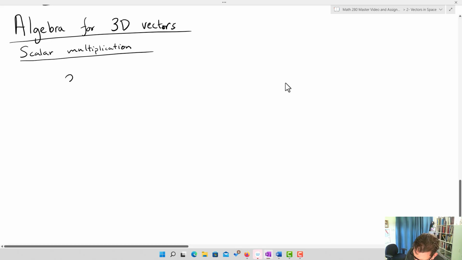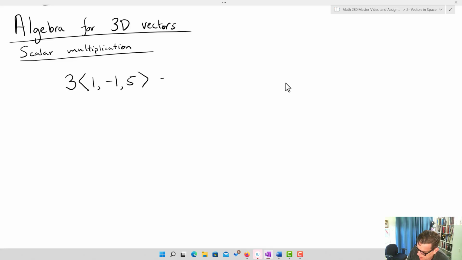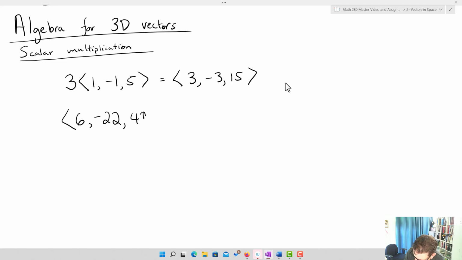So let's say, for example, I've got 3, and I multiply it by 1, negative 1, 5. What I'm going to do in order to scalar multiply is multiply each component by 3. So this is going to be 3, negative 3, 15. There it is, there's scalar multiplication. Yay! We can actually reverse it. Say, for example, I have 6, negative 22, and 42. What I can do is factor out a scalar, and I get 2 times the vector 3, negative 11, and 21.